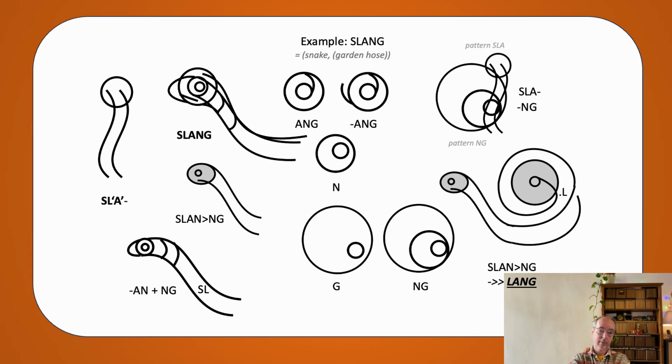And if I extend the possibilities that I have, if I take angs together, or an and angs together, I have variations in between ang, slan, slang, that will all fit within the limits of how we can have the structure of the snake there.